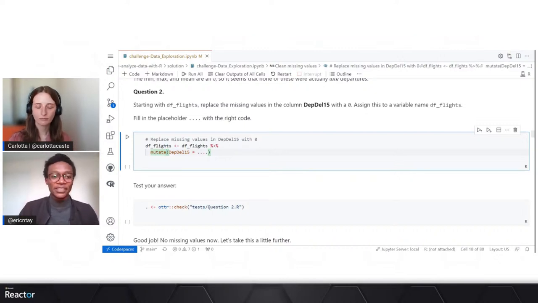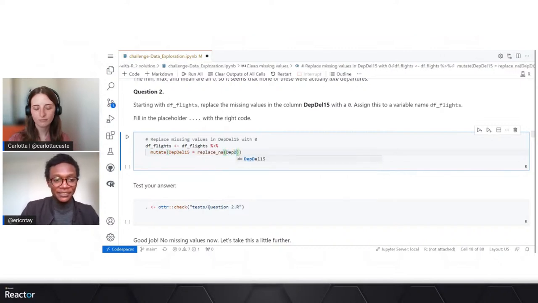So how do you go about this? Again, we'll start with what makes R really readable code. We start with the flight data, and then we'll mutate the departure delay 15 column. How do you want that column to be? You want to replace the missing values in the departure delay 15 column with a zero.